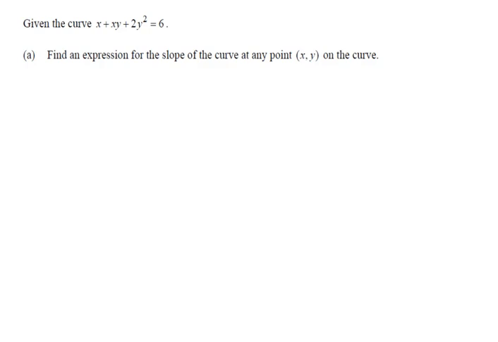In this next problem, we have an implicitly defined function, or an implicit equation: x plus xy plus 2y squared is equal to 6. So we start off by taking the derivative of both sides.